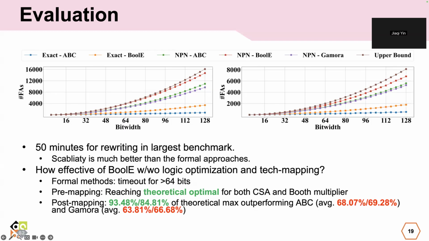Let's compare the result with the heuristic-based ABC and the AI-based Gamora. For the pre-mapping benchmark, where the original structure is untouched, BoolE achieved the theoretical optimum for the full adder identification in both the CSA and the Booth multiplier. More significantly, in the post-mapping scenario, BoolE identifies an average of 96% of the theoretical maximum in the CSA multiplier and 84% in the Booth multiplier. This result significantly outperforms the two baselines, ABC and Gamora. Besides, Gamora cannot provide soundness. It can produce false predictions sometimes.